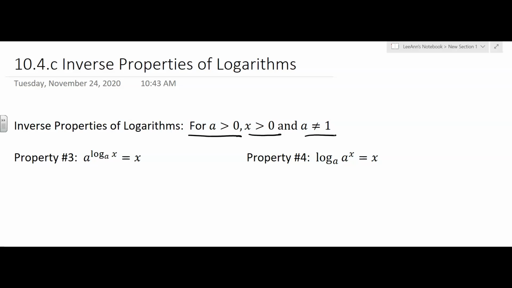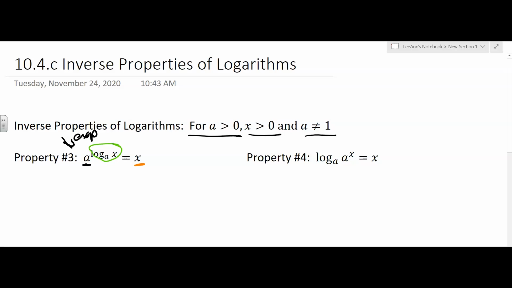Okay, so I'm going to try to color coordinate this and see if it helps. Right now, in property 3, you have an exponential equation. It's a to some exponent equals x. So if this is my base, and this is what it equals, and then this up here is the exponent.